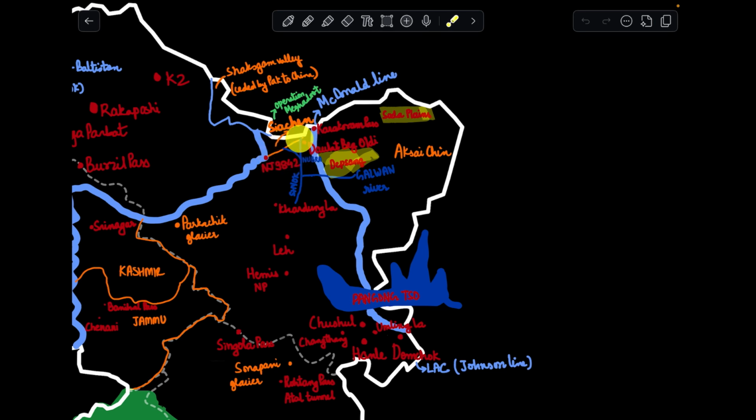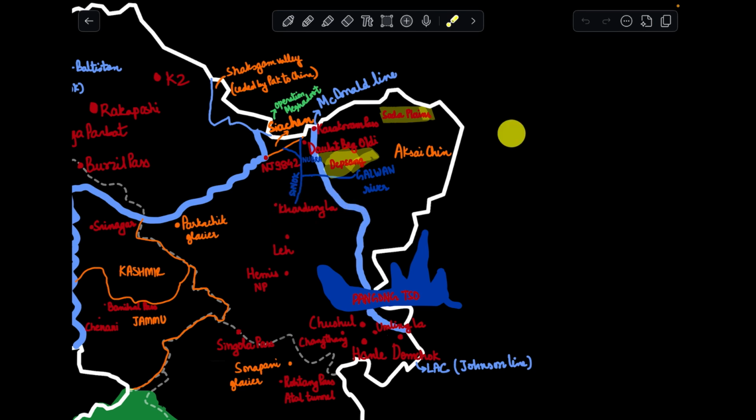So there is this Daulat Beg Oldie Pass. We also have the Karakoram Pass over here. So Daulat Beg Oldie is near the banks of the Nubra River. Then we have the Khardungla Pass.